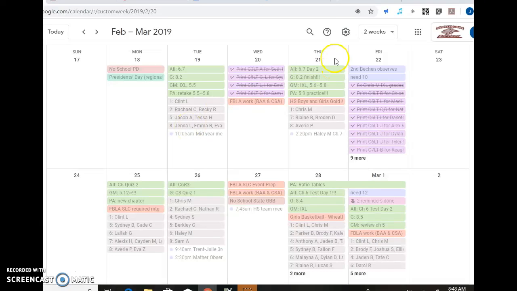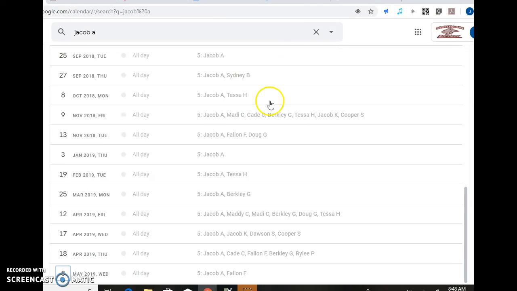And I love the fact that if I want to find out how many times they are gone, I would just search this, and I could search for the kid, and then it shows me every single day that that student was gone. So if they missed a test, they have only a certain number of days to make it up. I know how many days they have and when they have to have it made up by.